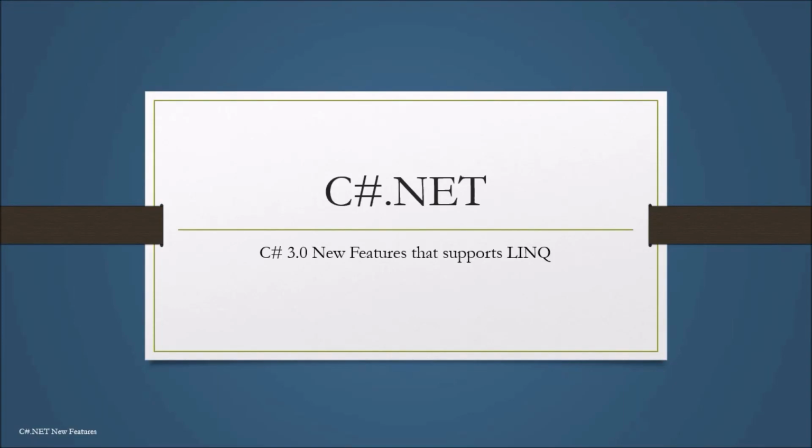Hello all and welcome to video series on C# 3.0. We'll discuss the next feature, that is anonymous type. So let's jump to the code to understand this feature.